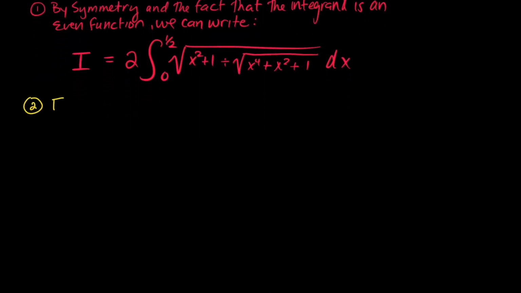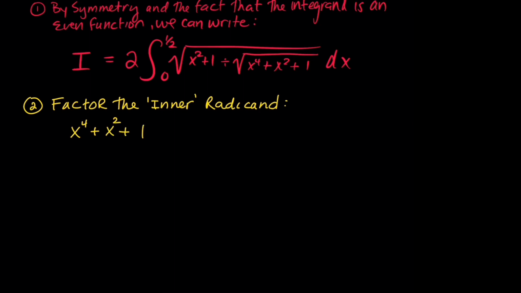Now next, we're going to factor the inner radicand, that x to the 4th plus x squared plus 1. And this will factor into x squared plus x plus 1 and x squared minus x plus 1. Look familiar?